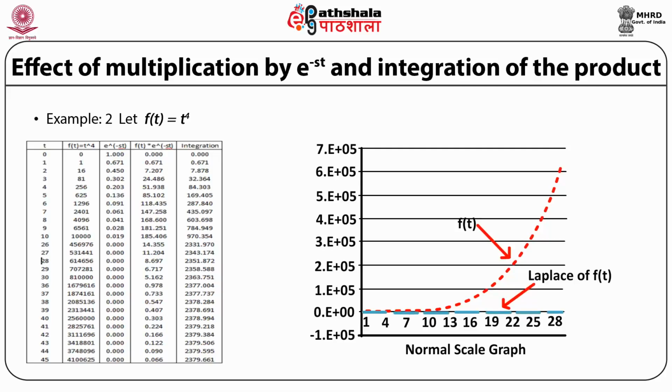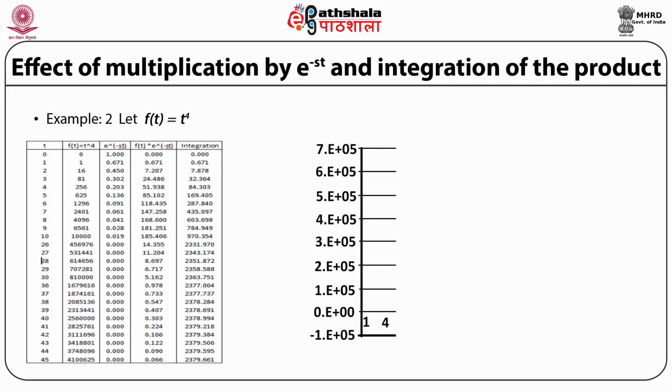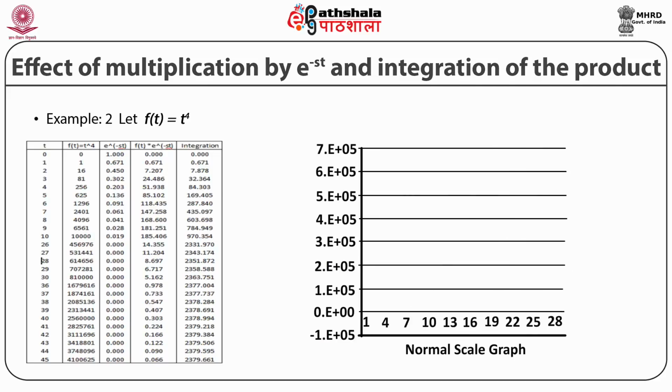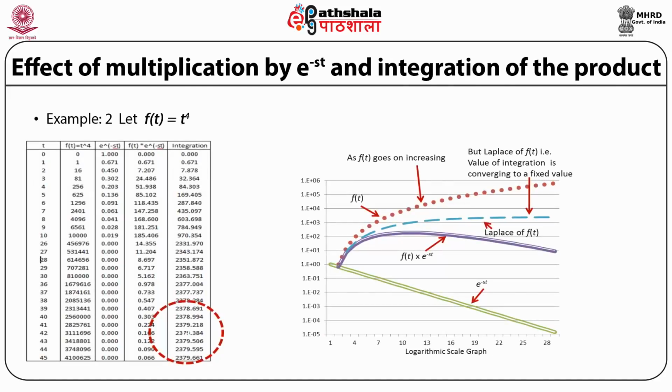Now we are going to the next slide to understand it more. We are going to see graphically and numerically how it is very different. As you can see, after time t is equal to 39, the value starts converging to the value 2379 point something.